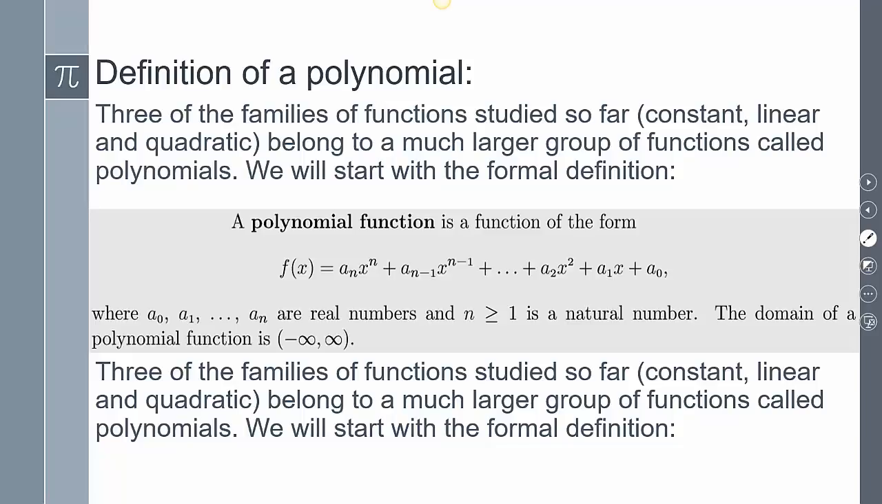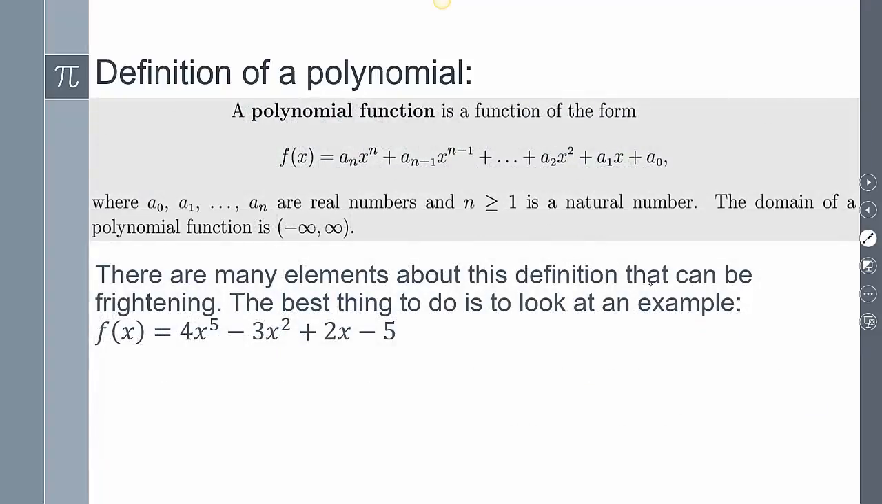Now here's the definition of a polynomial. Just know that we've already taken a look at polynomials before. We took a look at constants like y equals 5, linear equations, y equals 2x plus 1, and quadratic equations, the basic one, y equals x squared. Now all of those are polynomials, and they belong to this larger group of possible polynomials. This definition here is basically the definition of a polynomial. There are a few qualities about this, and we're going to take a look at those very shortly.